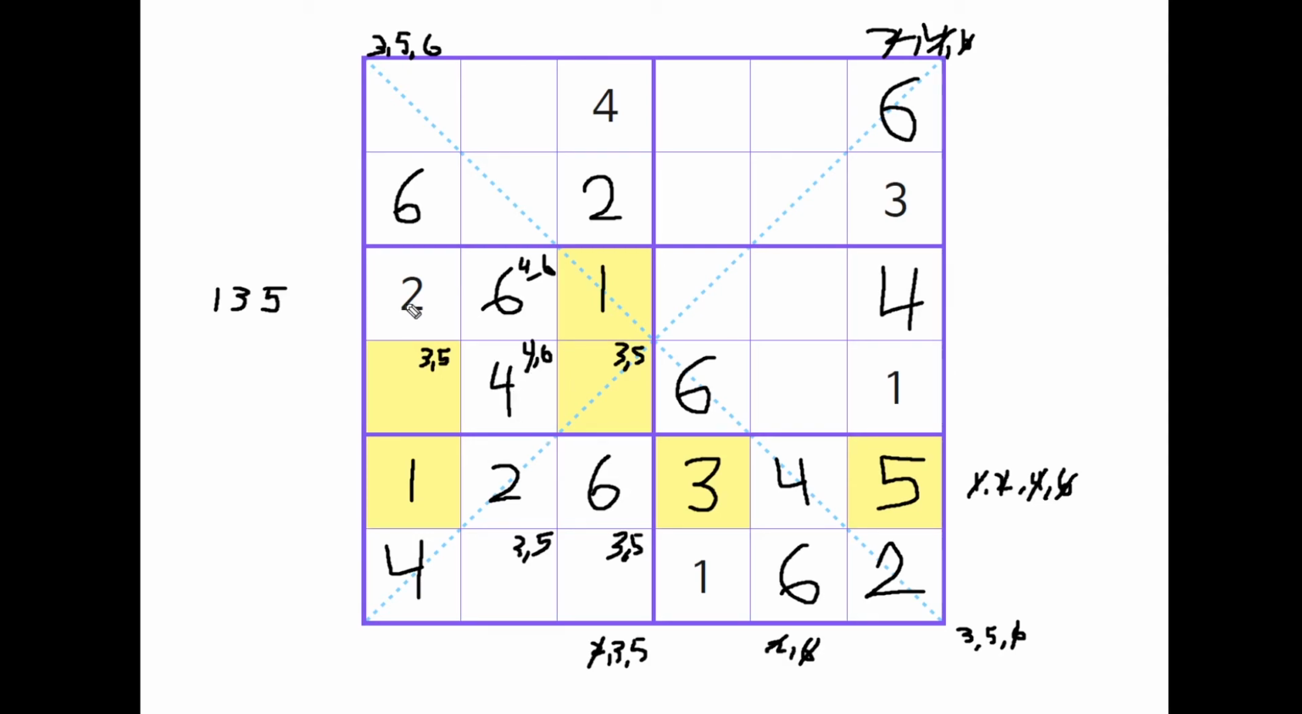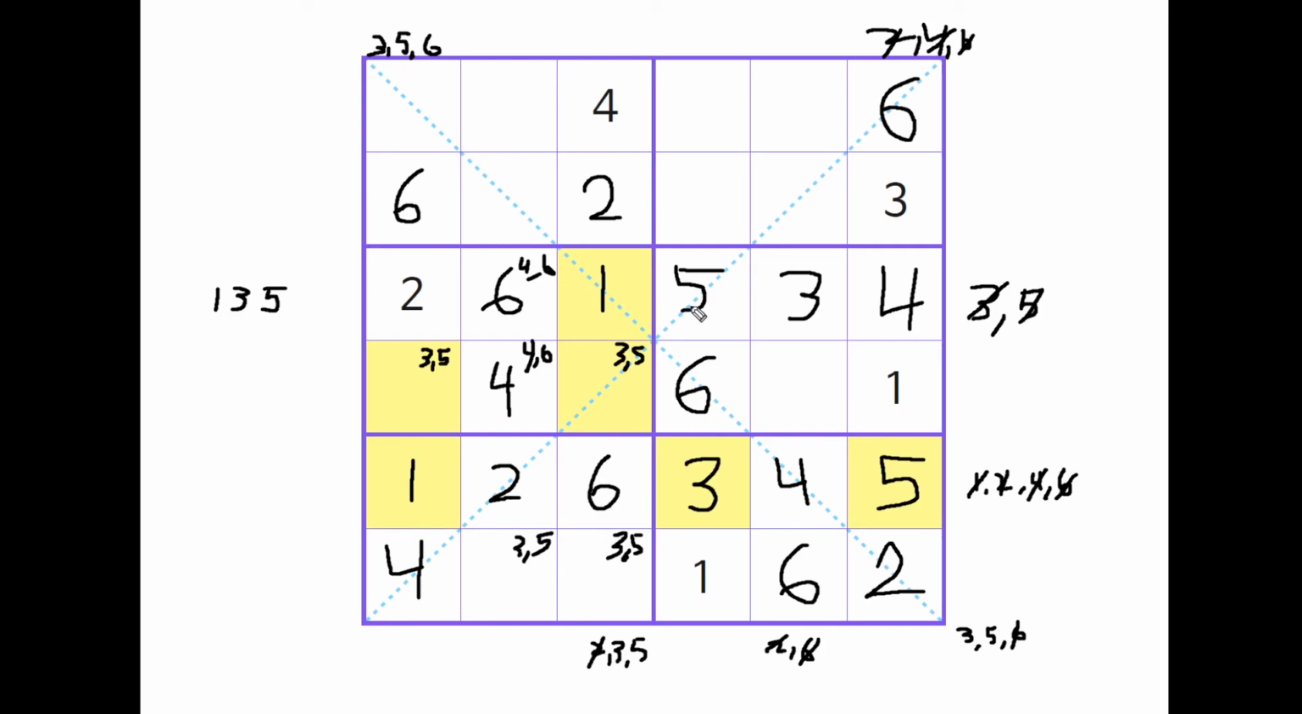Now, taking a look at the third row, we see that 4 out of the 6 cells are filled, and we're missing 3 and 5. Well, the number 3 cannot be placed in this cell here because of number 3 already in that column. Therefore, the number 3 must be placed in this cell, which leaves us with the number 5 in this cell.